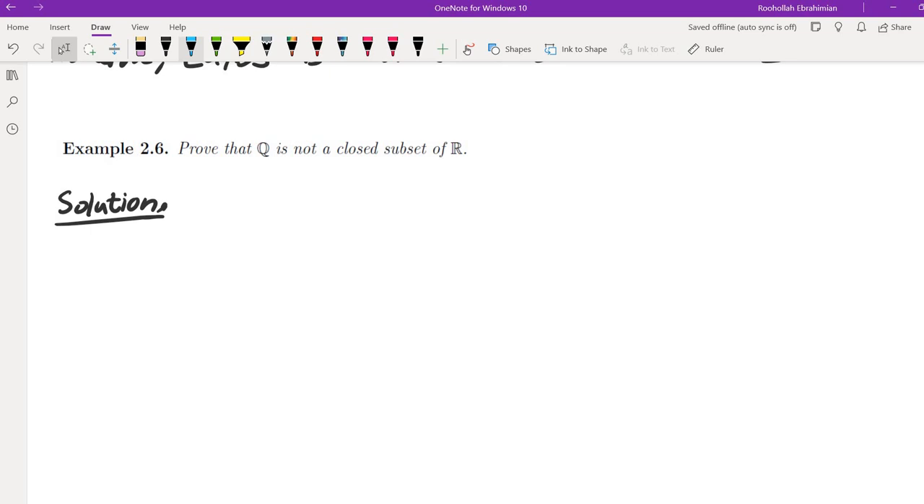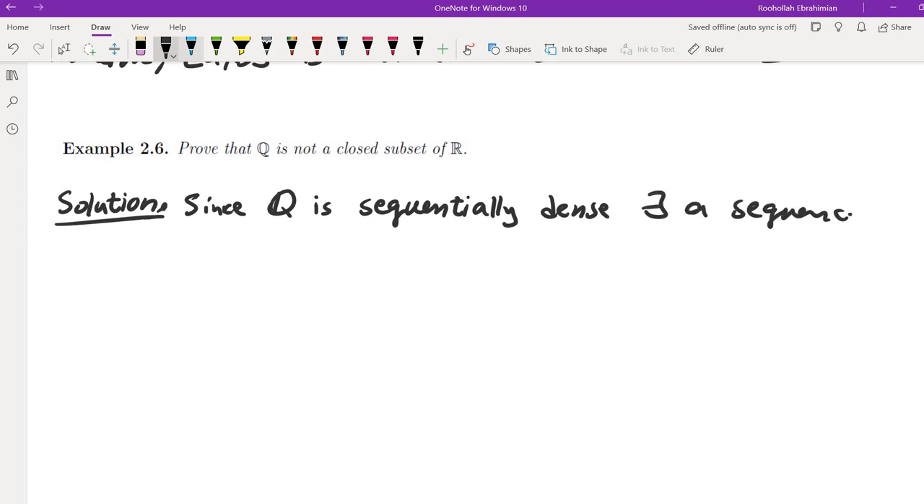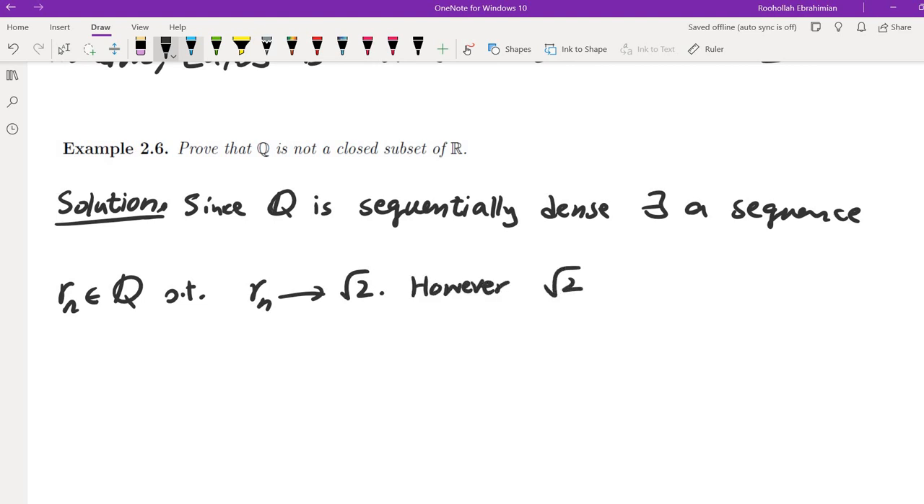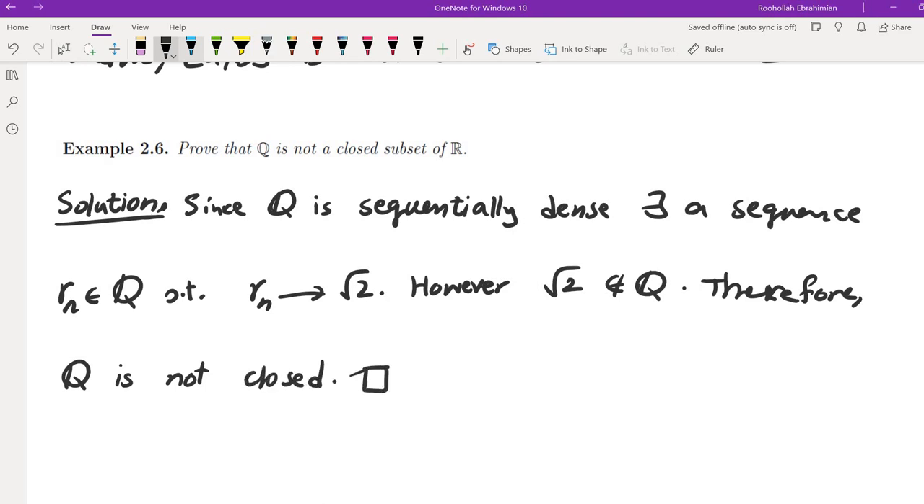How do we do that? We do that by simply using the fact that Q is sequentially dense. So since Q is sequentially dense, and this is something we discussed last time, there is a sequence r_n in Q such that r_n converges to root 2. However, root 2 is not in Q, and this implies that Q is not closed, because for it to be closed, the limit of every sequence in Q must be inside Q, and in this case it is not.